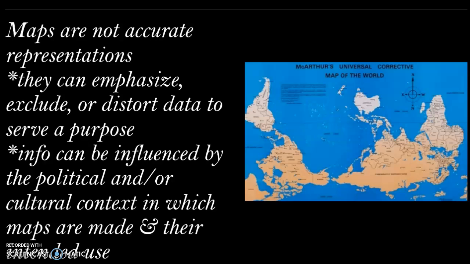So maps are not accurate representations. Please write this on your notes. Maps can emphasize, exclude, or distort data to serve a purpose. Information can be influenced by the political and/or cultural context in which maps are made and their intended use.